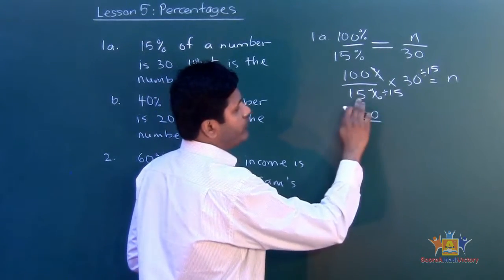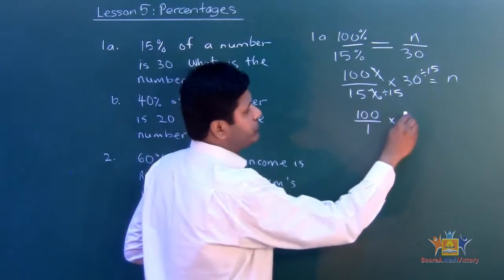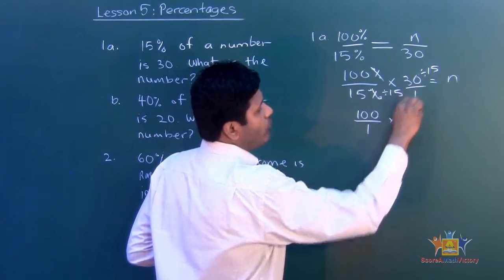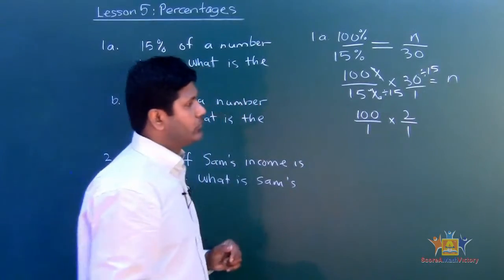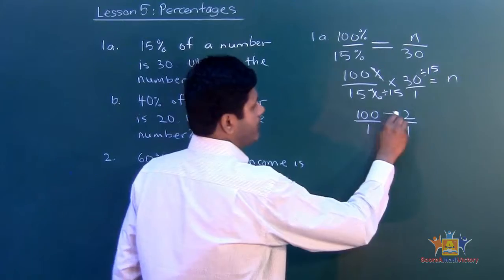100 over 15 divided by 15 is 1. 30 divided by 15 is 2. Now remember, we got to put this over 1. So now I'm going to use the double arrow method.